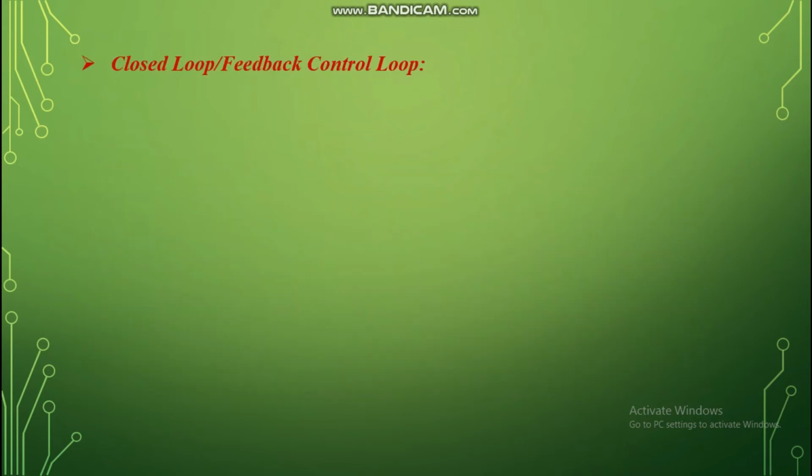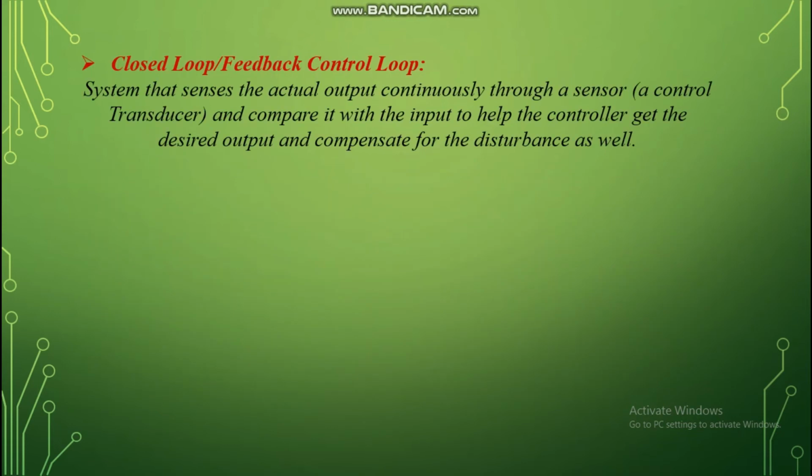Now let's see the closed loop system. So in closed loop, a system that senses actual output continuously through a sensor. The difference between open and closed loop is that in this type of closed loop system, the output is sensed continuously by a transducer and compared with the input to help the controller get the desired output.